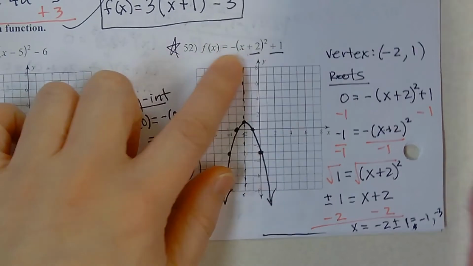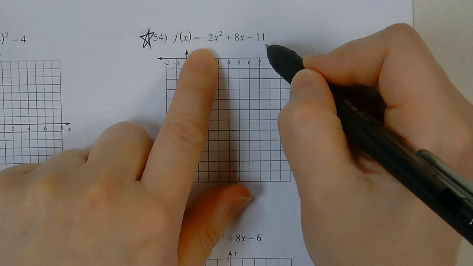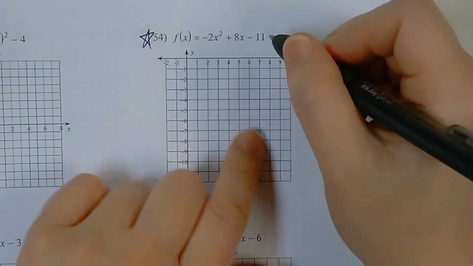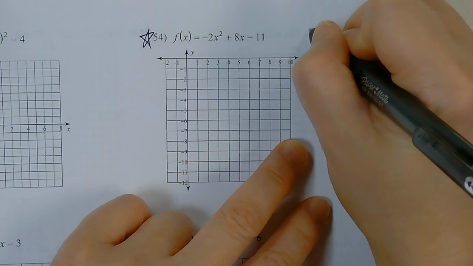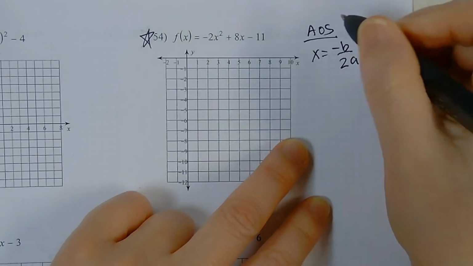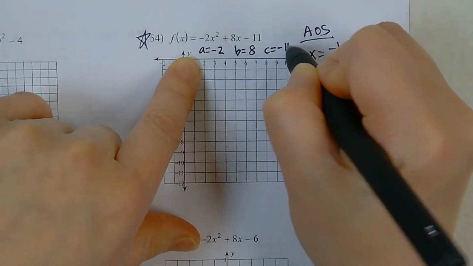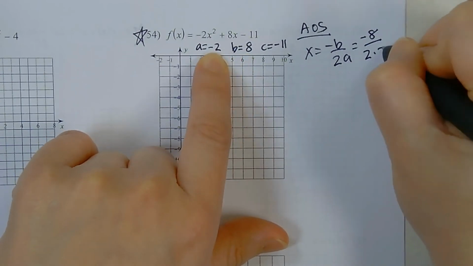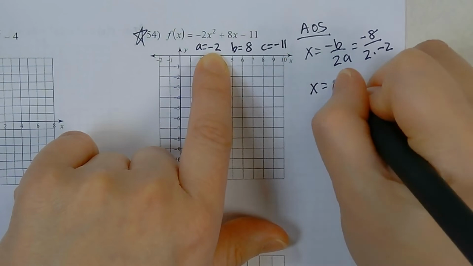All right, that's graphing vertex form. Here we have standard form. And so I'm wondering if this is factorable. This doesn't seem factorable. So we're going to have to use, you know what, the quadratic formula. We do know the AOS, right? So axis of symmetry is x equals negative b over 2a. Remember that? Remember our a is equal to negative 2, b is equal to 8, c is equal to negative 11. So it's going to be negative b, negative 8 over 2 times negative 2. So x is equal to, that's negative 4 on the bottom. So it's just going to be 2.